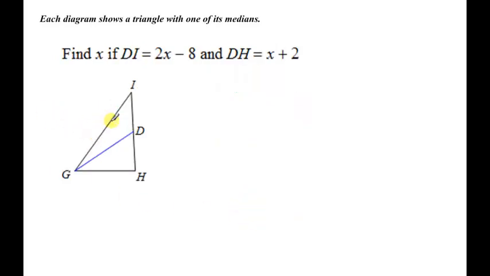Okay, next example. Again, we are shown a triangle with one of its medians. Every time you see median, I want you to mark the equal parts around that midpoint. And let's write our information in. D to I is 2x minus 8. And D to H down here, that's x plus 2. So we get to find x. Well, what's the relationship between these? We've tick marked them as equal. That's what we're going to say they are.